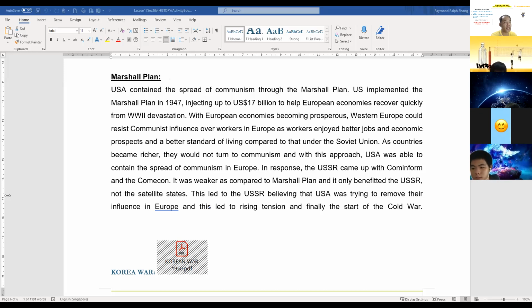Whereas the NATO, later they signed the pact to protect Western Europe. It's the same thing, right?